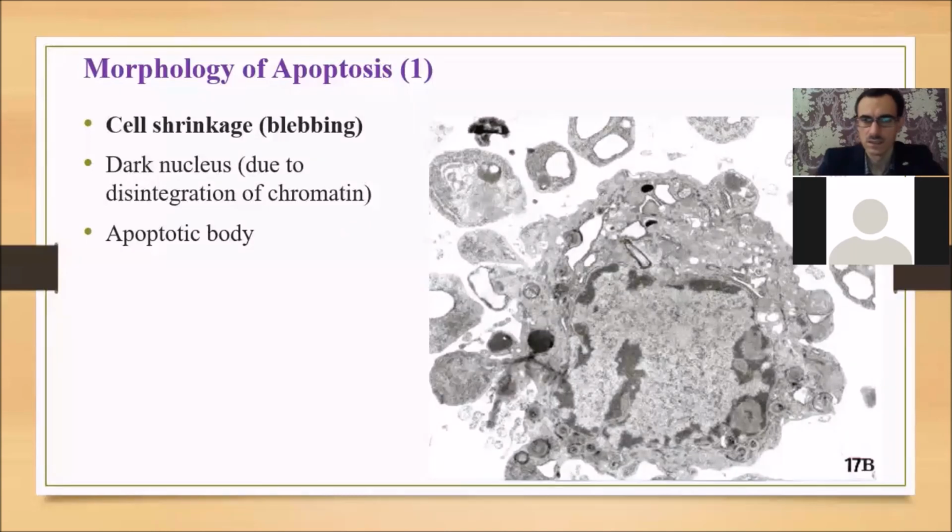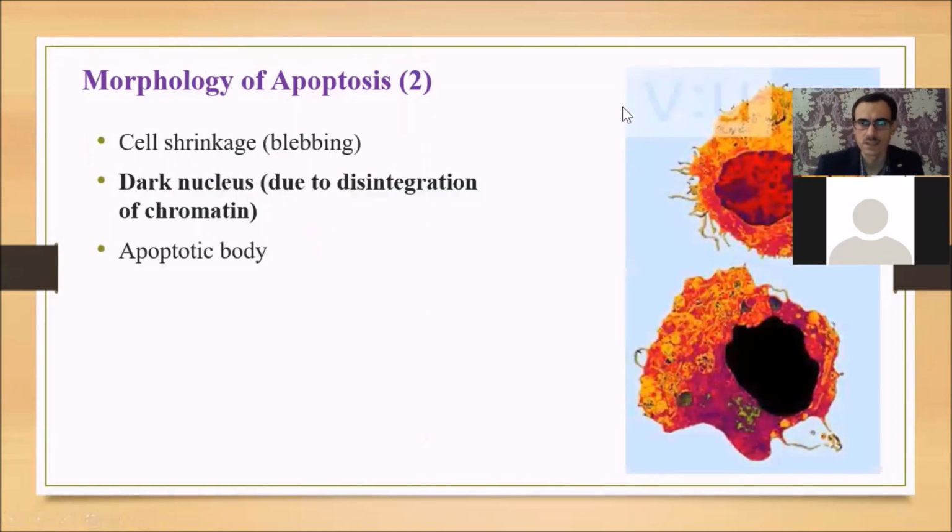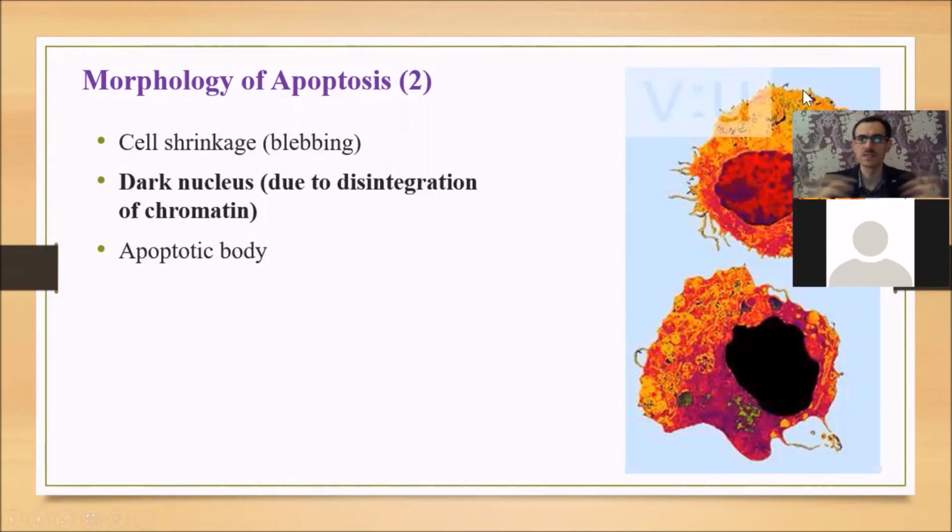As we said, the first event is the shrinkage of the cells, the blebbing of the cells. Here you see it in the ultrastructure under the electron microscope. Second, the darkening of the nucleus, the condensation of the chromatin, disintegration of the chromatin. You can compare the normal cells and the apoptotic cells. Do you see here the dark nucleus and the apoptotic bodies?